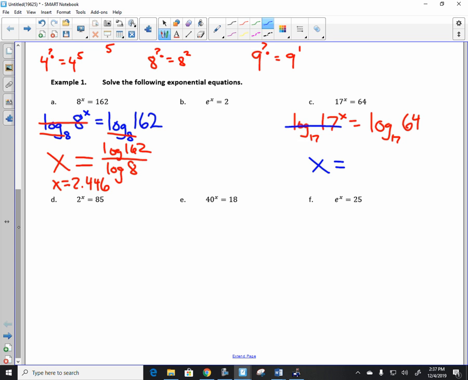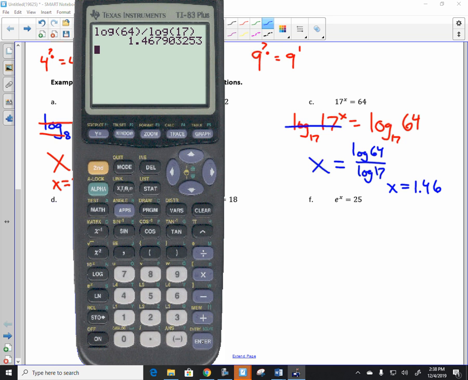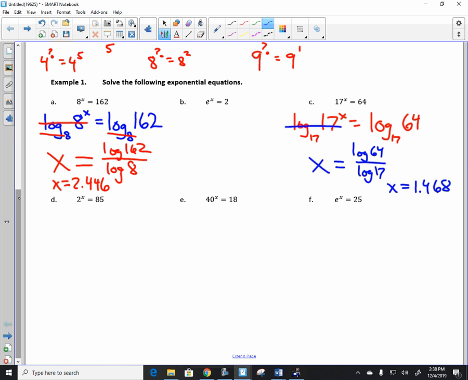On the right side, how do I do log base 17 of 64? Log of 64 divided by log of 17. Log 64 divided by log 17. And I get 1.468. I want you to try letter D and letter E on your own. Try right now, see if you can solve it. Please make sure you write out the log on both sides. Go ahead.